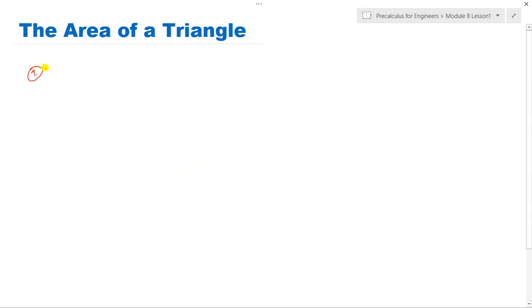So, the first one, we can solve the area of a triangle if we have this condition: we have side, angle, side. So, in the illustration it is side, angle, side. This can be applied to any oblique or right triangle. Okay? All triangles.